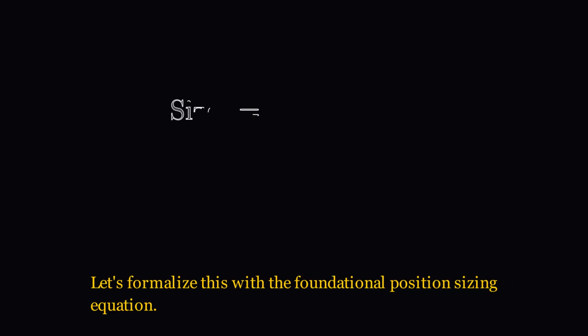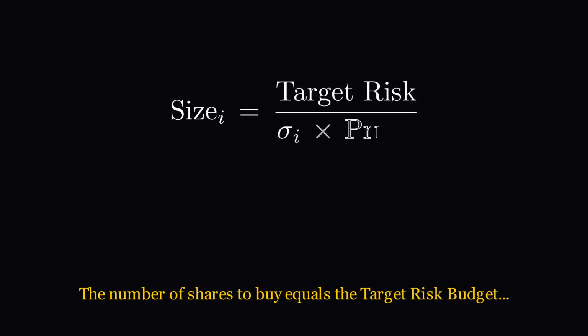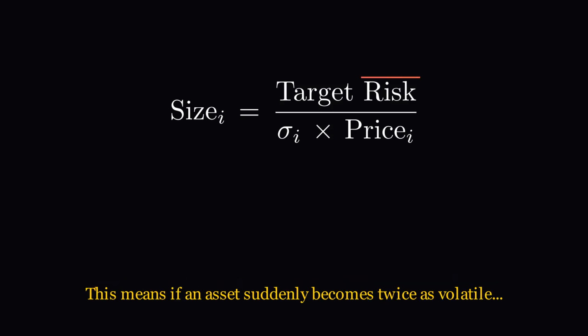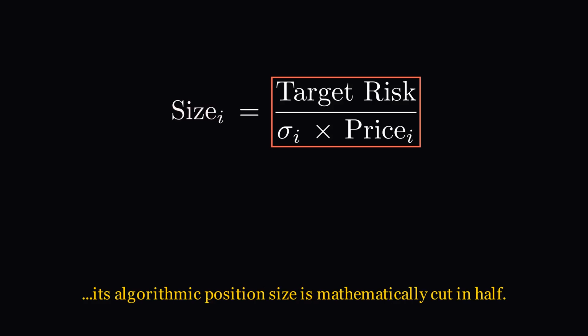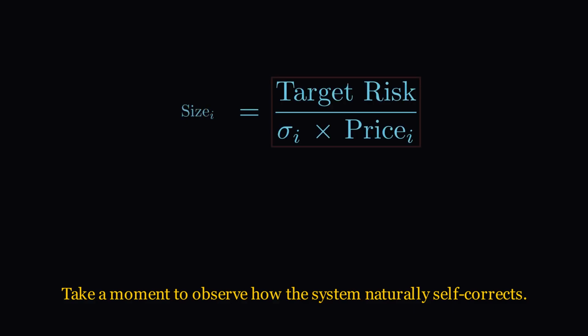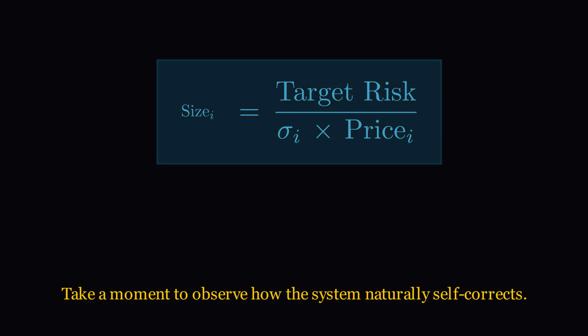Let's formalize this with the foundational position sizing equation. The number of shares to buy equals the target risk budget, divided by the asset's realized volatility multiplied by its price. This means if an asset suddenly becomes twice as volatile, its algorithmic position size is mathematically cut in half. This inverse relationship guarantees no single asset can hijack your portfolio. Take a moment to observe how the system naturally self-corrects.